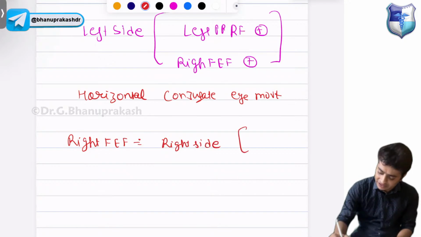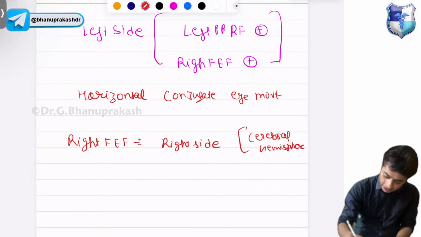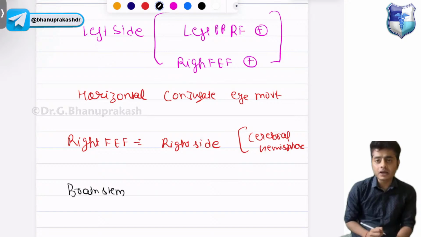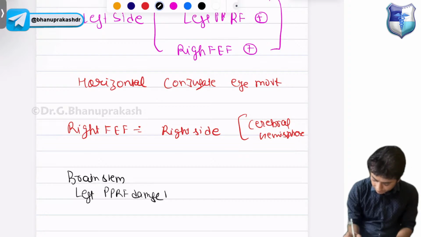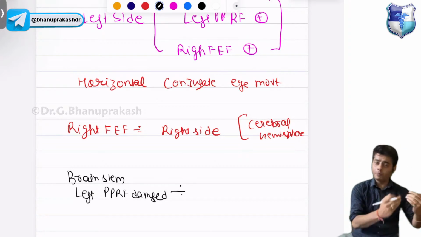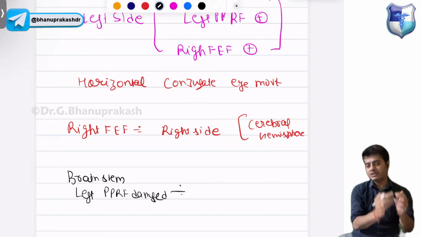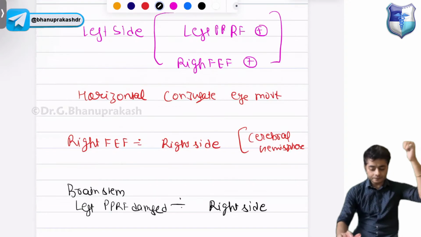First, if there is damage to cerebral hemisphere, okay, and if there is damage to brainstem, suppose my left PPRF is damaged. So can I look to my left side? No, because left PPRF helps us to look to left side. So if my left PPRF is damaged, my left pons is damaged, can I look to my left side? No. So my eyes will go to right side. That is contralateral side. सबको समझ में आ गया ये?